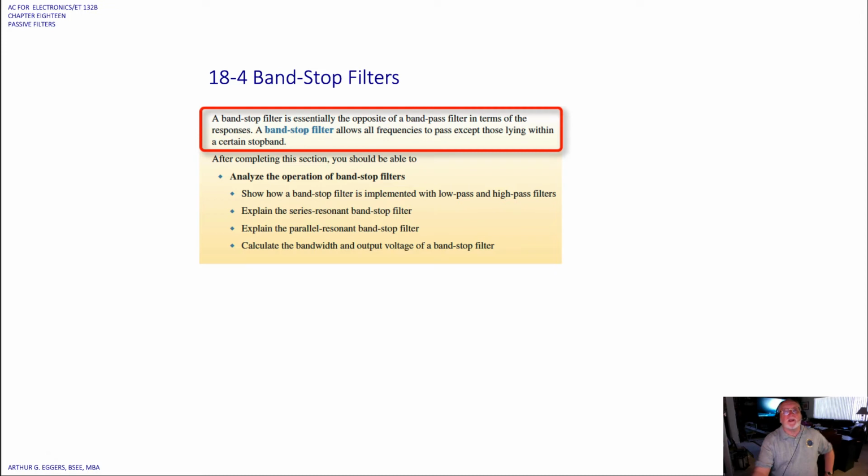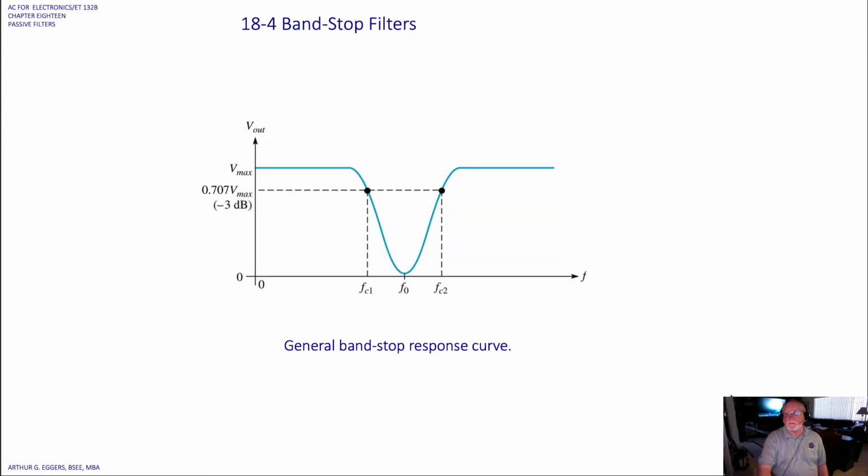Band stop filter, the next one. The band stop filter is essentially the opposite of a bandpass filter in terms of responses. The band stop filter allows all frequencies to pass except those lying within a certain stop band. So we've got a notch here that we're looking at. There it is. So there's the notch response.